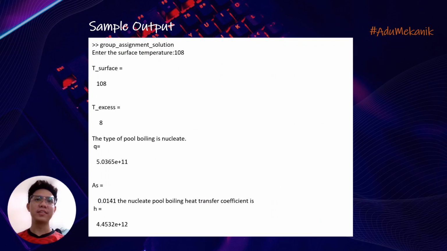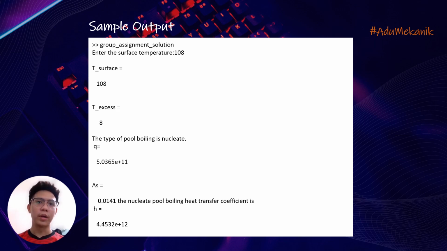Last but not least is the sample output. The sample output is any information that a program produces. When we run the script file, we enter the value of surface temperature, which is 108 degrees Celsius. And by this value, we get the excess temperature, which is 8 degrees Celsius. From this value, we can determine the type of pool boiling, which is nucleate.